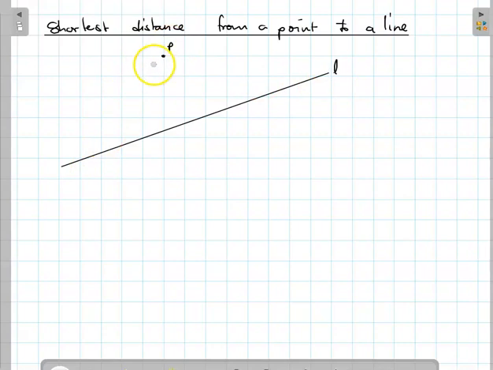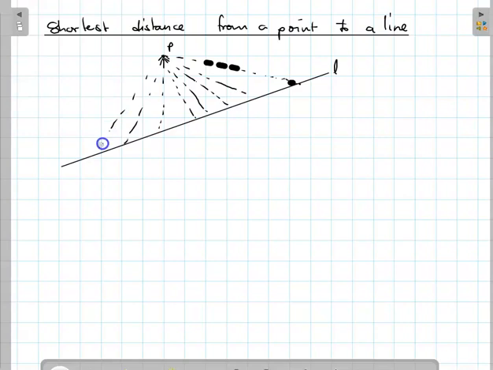Now, when we say the shortest distance, from this point I can walk this way. Which means I can move from that point up to here. I can walk this way, this way, this way, this way, and so on.